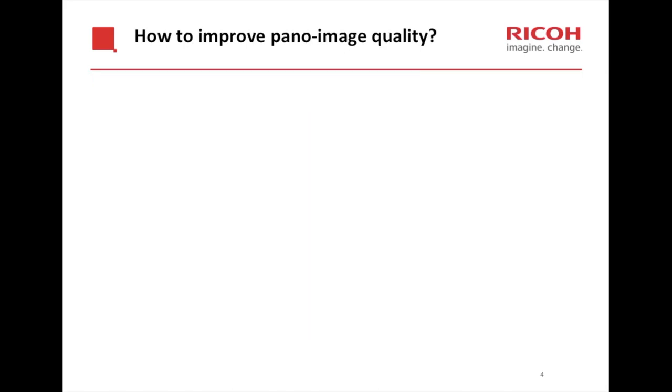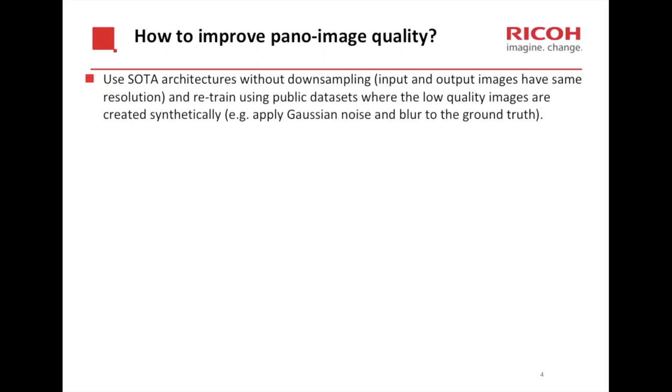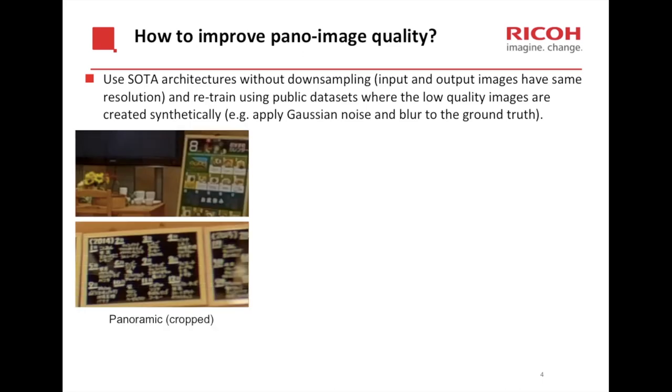So how about using state-of-the-art architectures without downsampling the ground truth, so that the input and output have the same resolution? And we retrain using public datasets where the low-quality images are created synthetically by applying Gaussian noise and blur to the ground truth. Let's take a look at the result here.